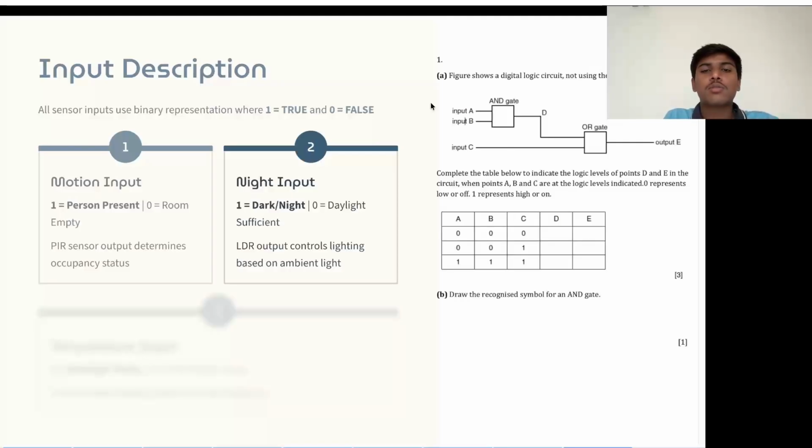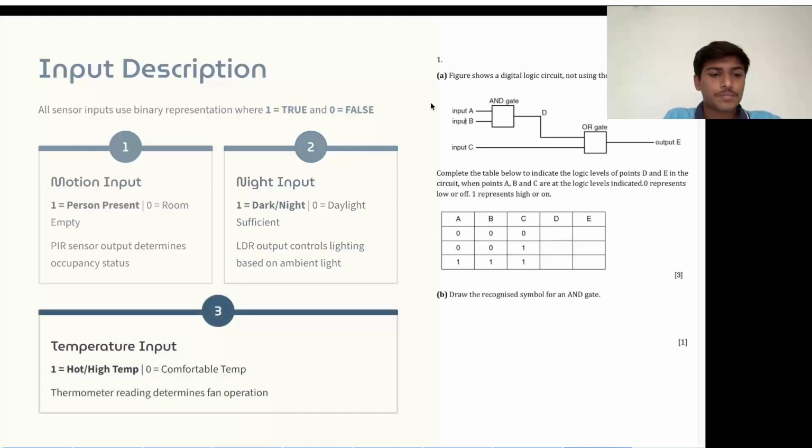The LDR sensor we will use in this system: 1 is equal to dark and 0 is equal to daylight. If the output of 1 gives dark or night, that's why our system will close. And the LDR output controls lighting based on ambient light.